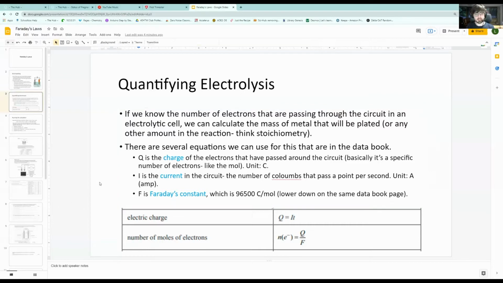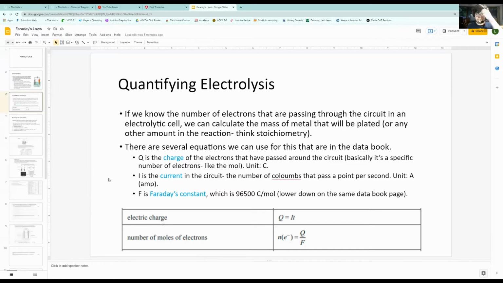And you get a bit of this information in the data book. You get this first equation here. So the charge is equal to the current times time, which makes sense because the current is how many coulombs are going past per second. And the number of moles of electrons is equal to charge divided by Faraday's constant. If you want to, you can mentally replace this by number of electrons equals Q divided by 96,500. The fact that Faraday's constant is 96,500 is also just lower down on this page, which I think is page 5 or 6 of your data book. So you don't need to go and memorize that.